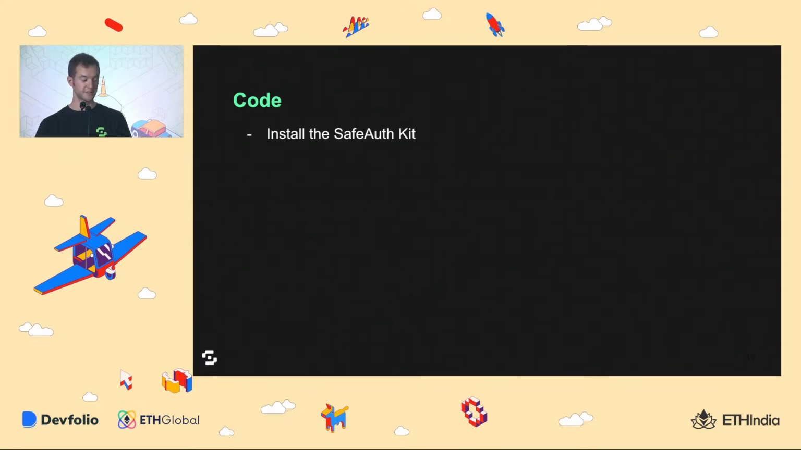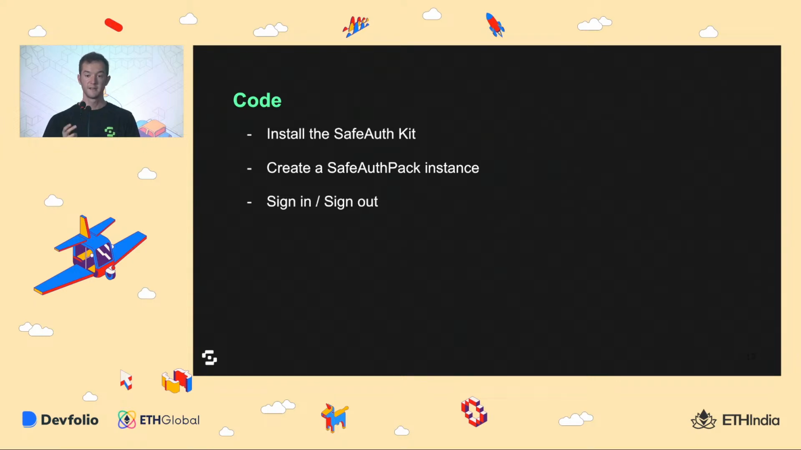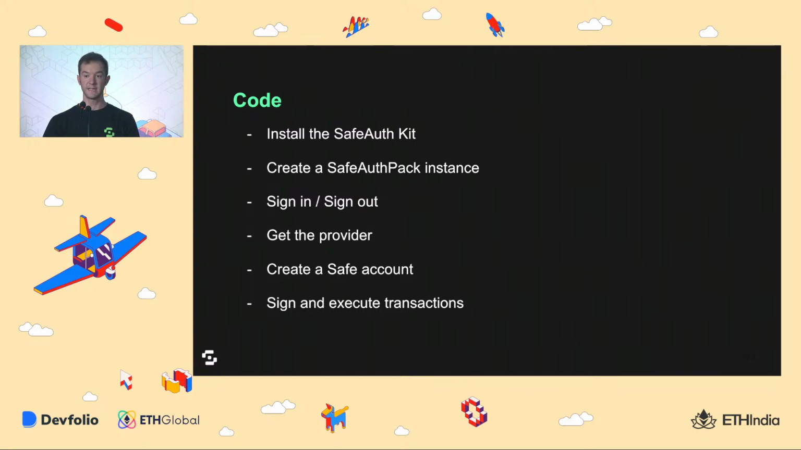There are some steps. First of all, you would need to install the SafeAuth kit that is inside the auth kit. Then you have to create the SafeAuth pack instance. You can sign in or sign out as a user. You can get the provider that the MPC solution returns. You can create a Safe account. You can sign and execute Safe transactions. And you can sign messages from the EOA.